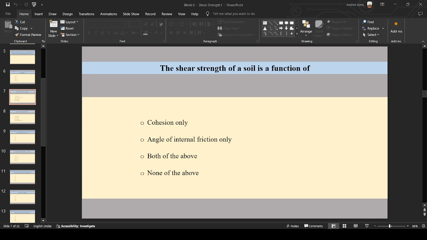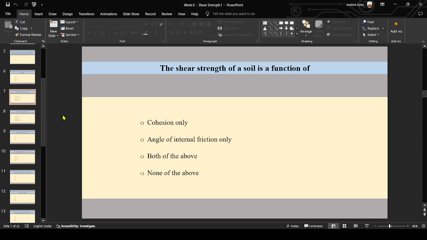I'll repeat the question. The shear strength of the soil is a function of: cohesion only, angle of internal friction only, both of the above, or none of the above. Okay. Next question.